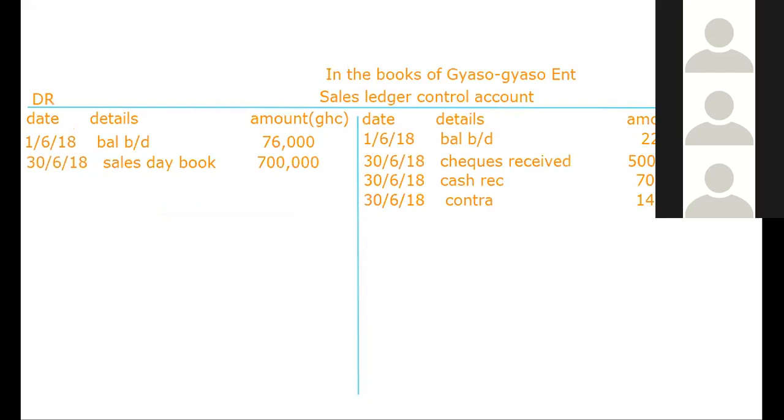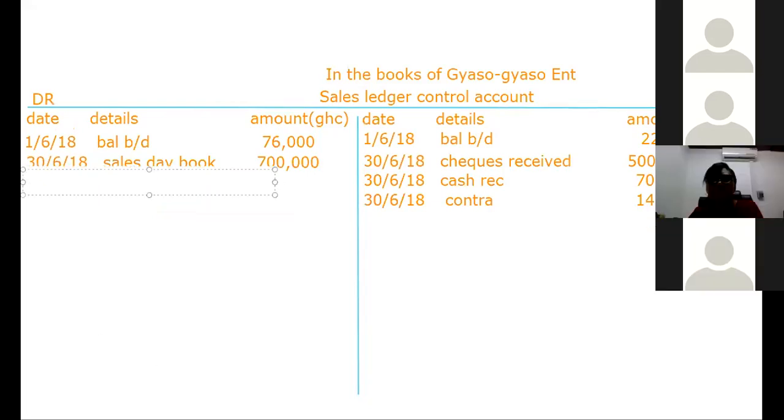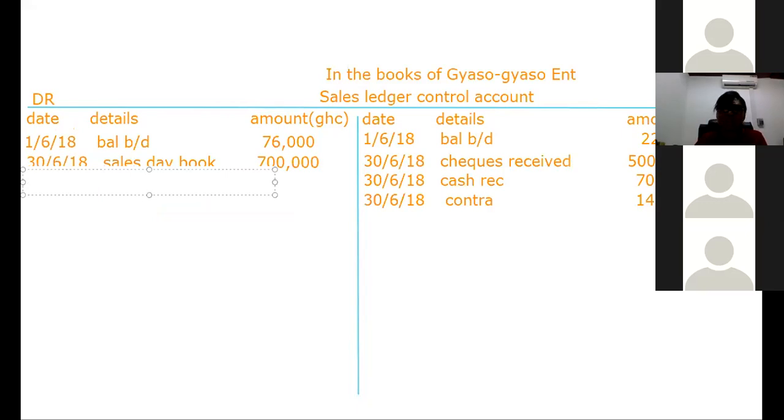The sales ledger control account, credit side. Hey, Calvin, which one are you seeing now? Madam, the credit side of the sales ledger control account. Bills receivable. Credit side of the sales ledger control. What is that? It's what? Bills receivable. Yes, madam.